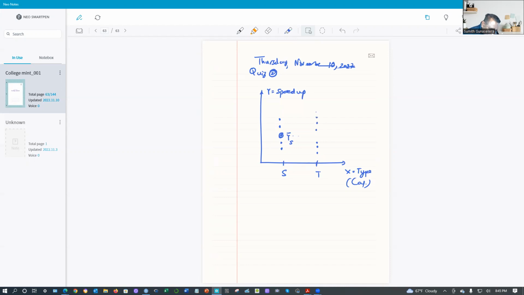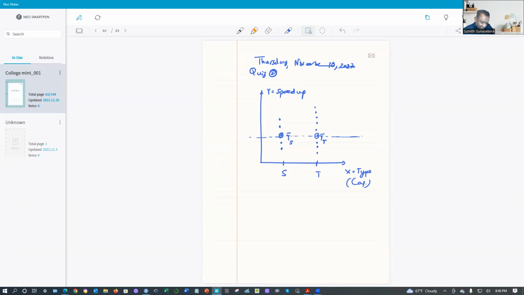But look at the Y bar for triathletes. The same, same line. In addition to that, we have a grand mean too. The averages are in the same line. Both the triathlete and swimmer, same line.